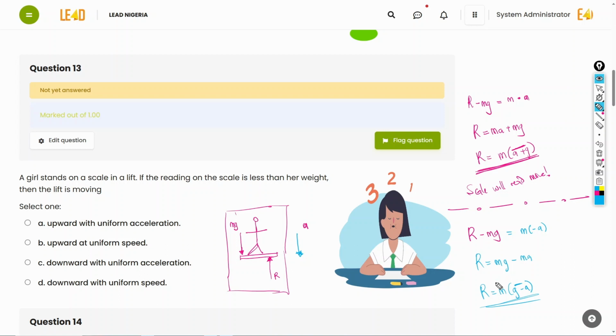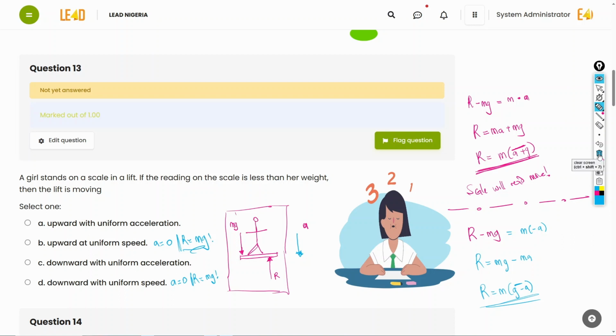Now remember that if it's going with uniform speed, acceleration is 0, which means that your reaction will just be equal to mg. So there will be no change. That's fine. So whether it's moving upwards with uniform speed or downwards with uniform speed, acceleration will be 0, and your reaction force will just be mg. Okay. So again, don't just watch this, get a paper and biro and try it out yourself, right? To ensure that you actually do understand it.